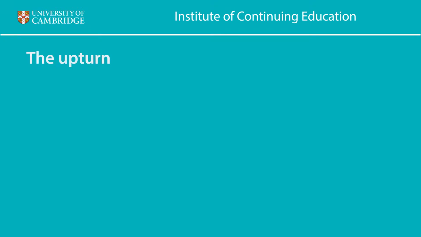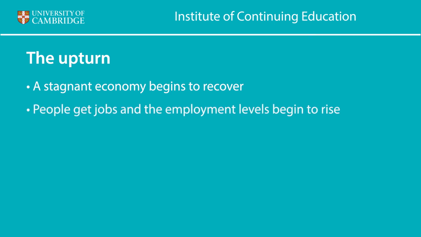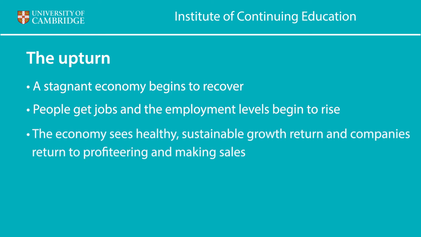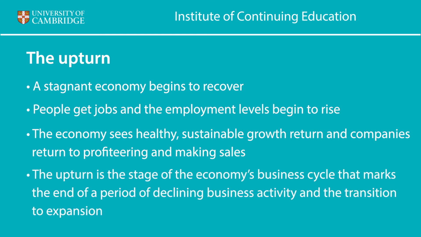At the upturn, a stagnant economy begins to recover. People start getting jobs, employment levels begin to rise. The economy would start seeing a healthy, sustainable growth, and companies would return to profiteering and making lots and lots of sales. The upturn is the stage of the economy's business cycle that marks the end of a period of decline in business activity and a transition to that expansion that's needed.